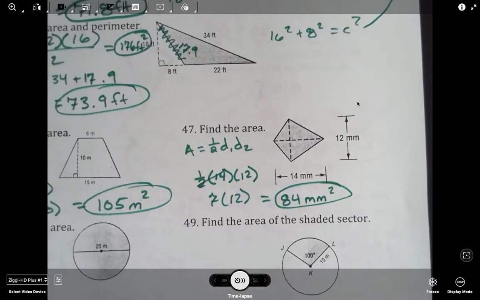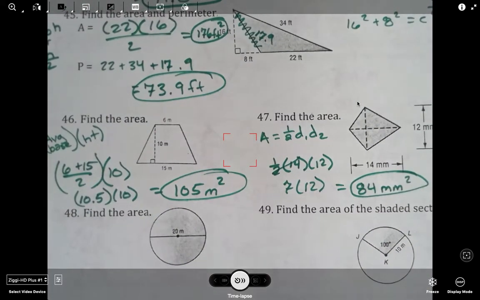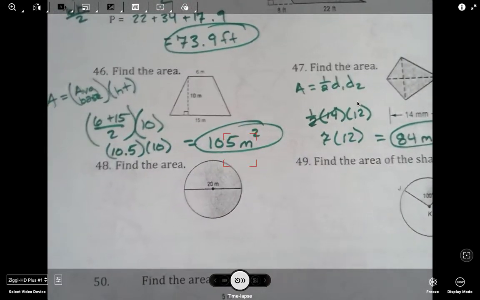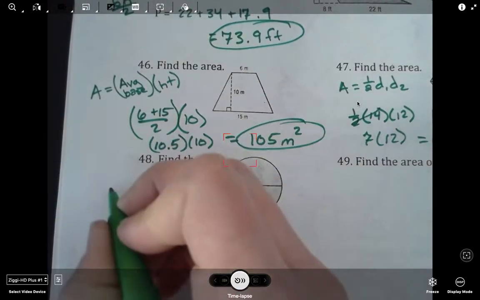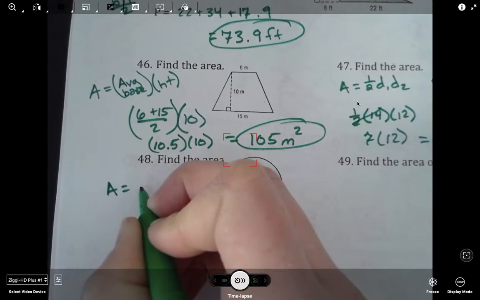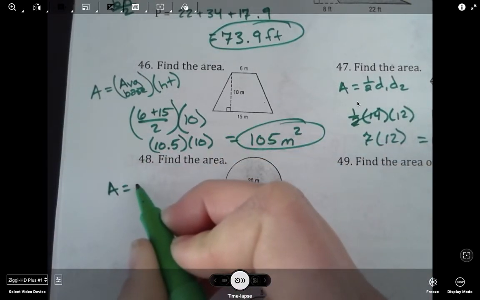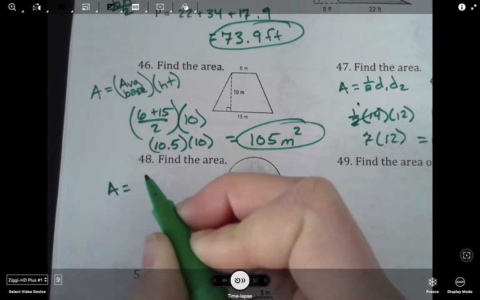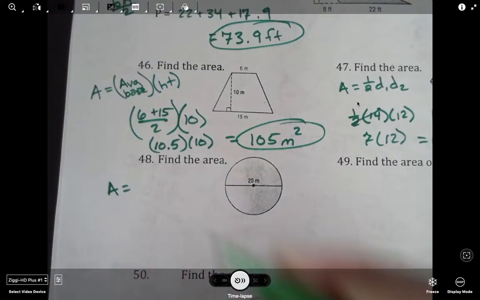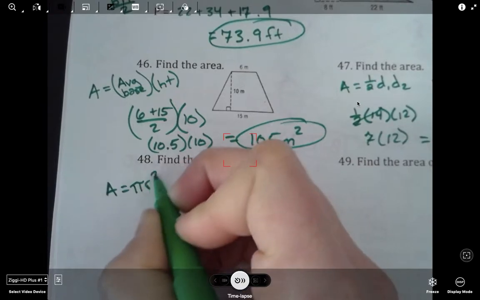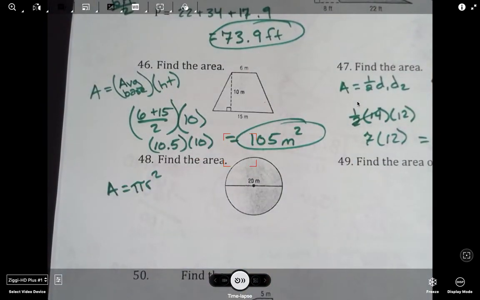Good? All right? 48. Find the area of that thing. How do you find the area of a circle? Nope. That's circumference. Pi radius, nope. That's circumference also. Pi r squared. Pi radius squared is the area. Okay, don't use a calculator. Just wait. Don't use the calculator.